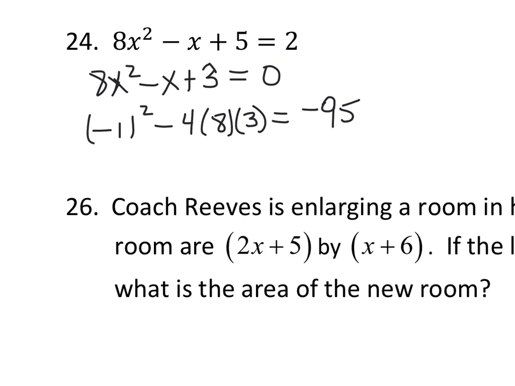And since my discriminant is negative 95, that means I'm going to have 2 imaginary solutions because my square root is over a negative number. So that's going to give me 2 imaginary solutions.